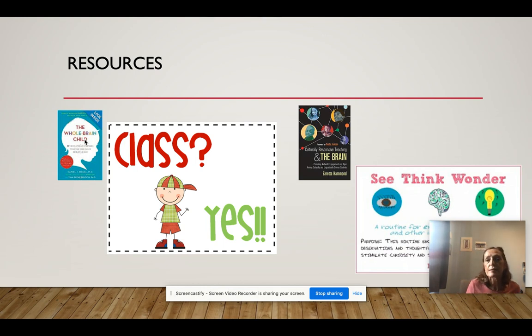And this is where we say, class, that call and response. They say, yes. And you say, class, yes, yes. That really helps. That's that grabber, helps them be engaged. Culturally responsive teaching in the brain is, I love, a great resource. And See, Think, Wonder is just one of the activities from Making Thinking Visible and How to Promote Engagement, Understanding, and Independence for All Learners by Richard, Church, and Morrison.